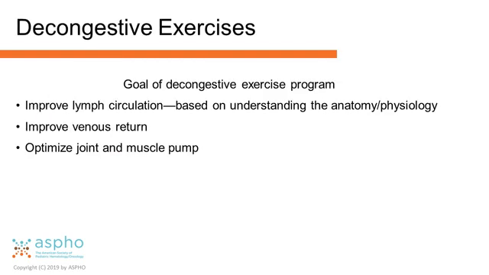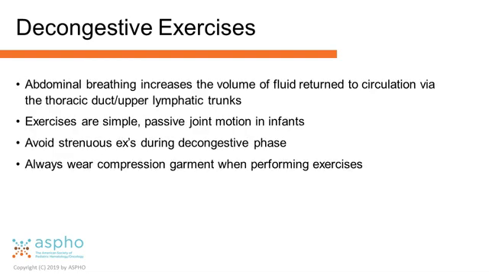Decongestive exercise is another part of the program to help improve lymph circulation based on the understanding of anatomy and physiology, improve the venous return, and optimize joint and muscle pump. So deep breathing is an important part of these exercises because that thoracic duct runs through the diaphragm. Deep breathing can actually act as a siphon to that system.